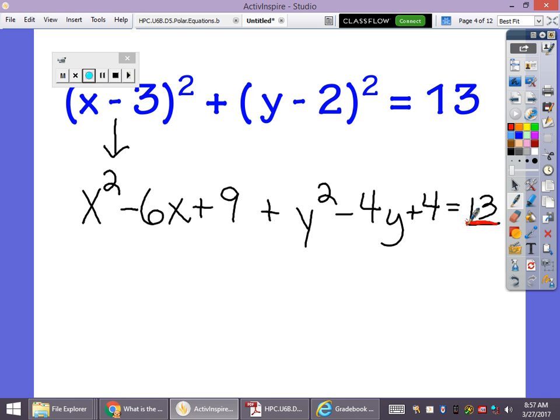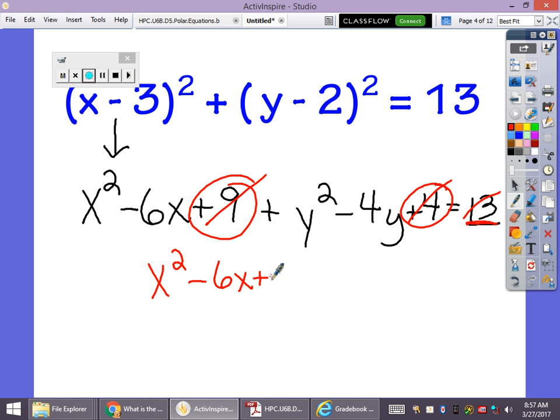All right, so what do I have on this side? I have a 13. Oh, guess what? What do I have here? 13, right? So that cancels that, yes? A 13 on the right cancels a 13 on the left. So now I have x squared minus 6x plus y squared minus 4y equals 0. All right, now I need some help. What can I convert to r's or thetas? What do you see?